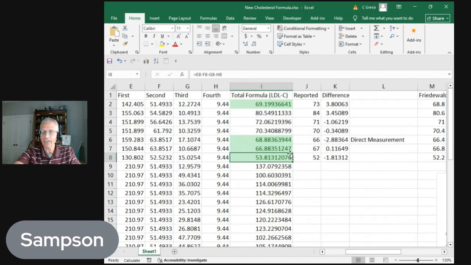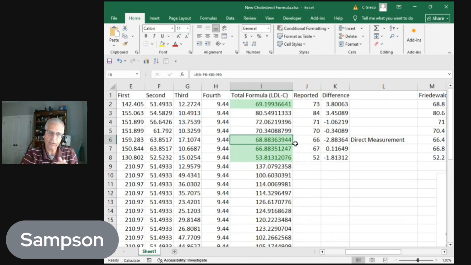This one, calculated again, using Sampson, all using Sampson, is 53. The report is 52. This one especially is a direct measurement, which means the reported is 66. That's a direct measurement. This is not calculated. The LDL was actually directly assessed from the blood. This is 2 off.